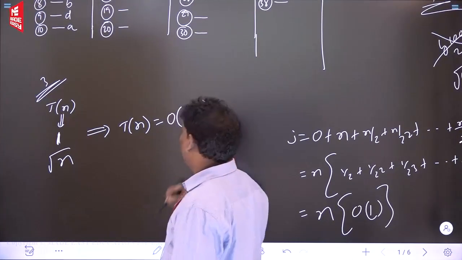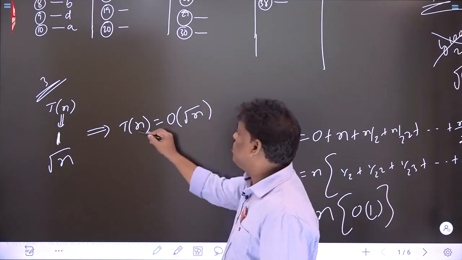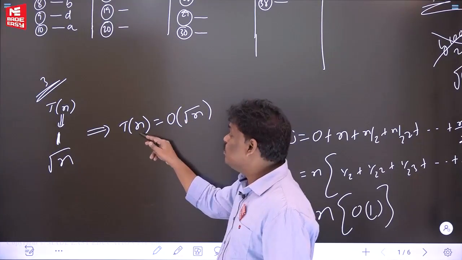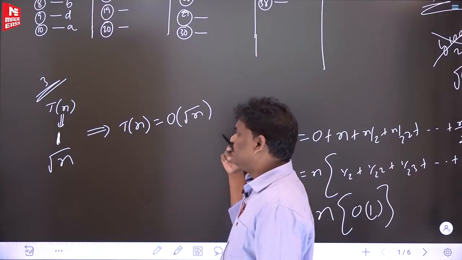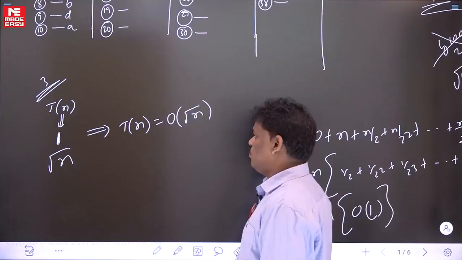Can you help me? What is the meaning of big O? Comparing Tn, root n will be bigger or equal. Everyone knows Tn, one of the possibilities root n. Root n is big O of root n. Tn, one of the possibilities 1 also. 1 is big O of root n, then also true.